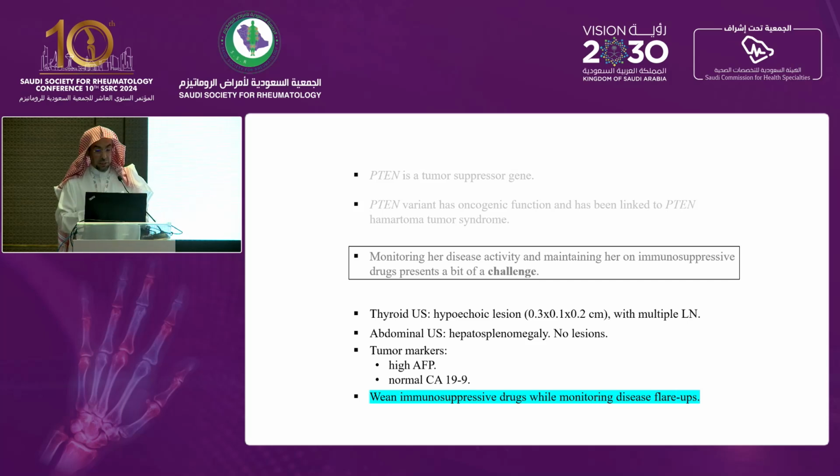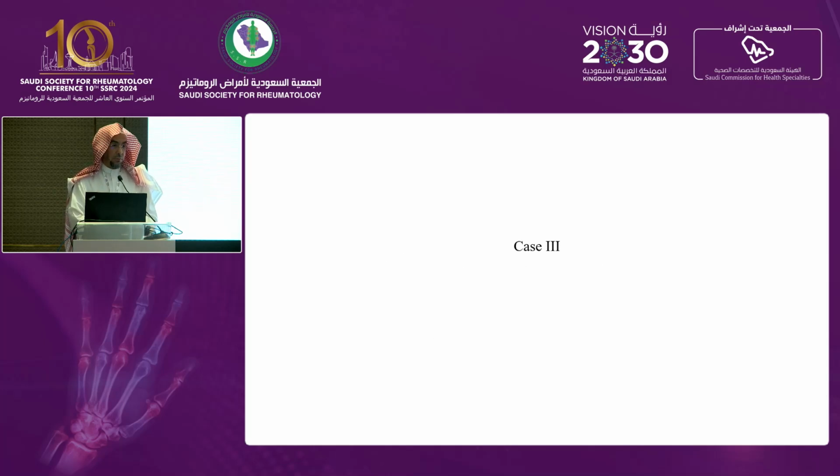The abdominal ultrasound showed hepatosplenomegaly, but no lesions. The tumor markers showed high alpha-fetoprotein. Still we are following that patient, and we have to wean the medication and monitor for disease flare. So we are not sure what we will do with that case. It is still difficult to counsel the mother or parents about the risk of malignancy, knowing the gene mutation and using immunosuppressive drugs.